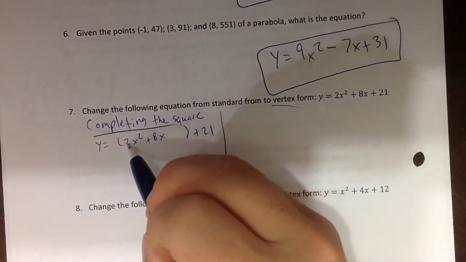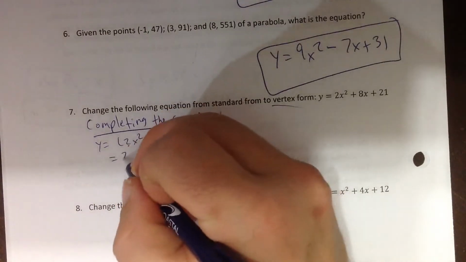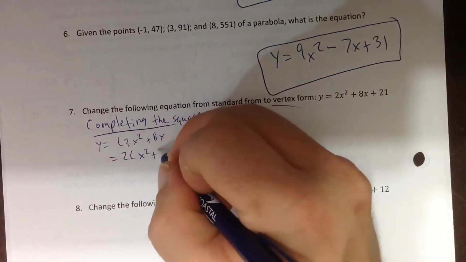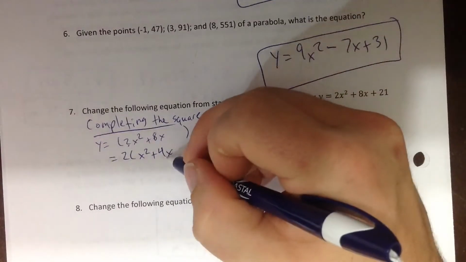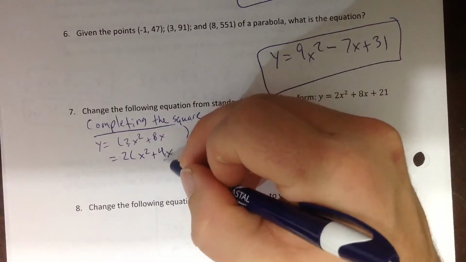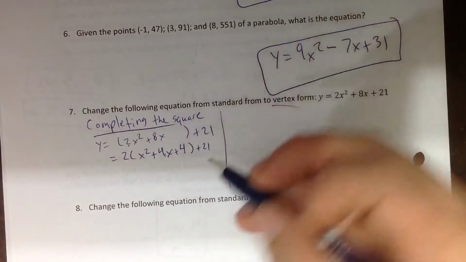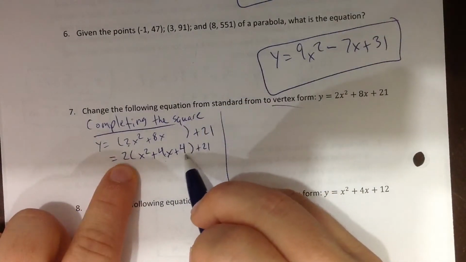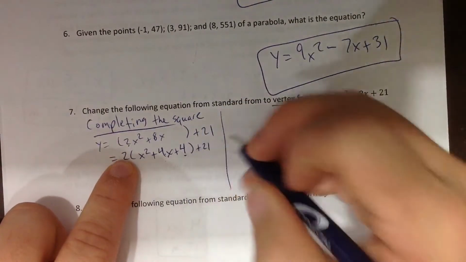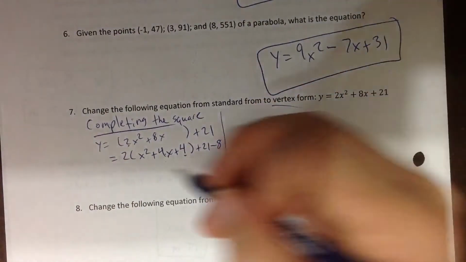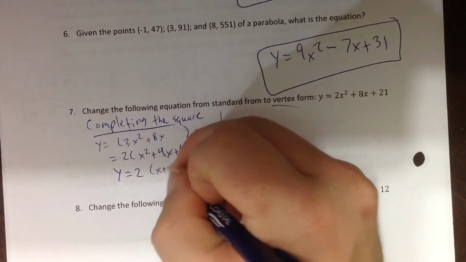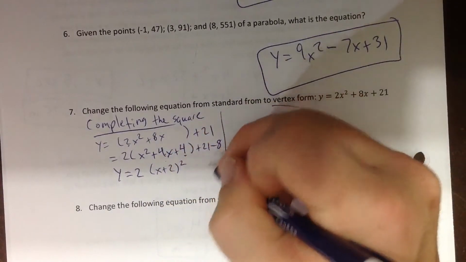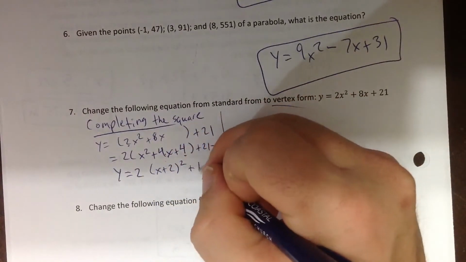I always want this to be 1x squared, and so I'm going to take out the 2 from the parentheses. There we go. And then we do half of b, squared. So half of 4 is 2, 2 squared is 4, so add 4 here. But it's not actually 4, it's actually 8 because of that 2 in front. And so I'm going to subtract 8 on the outside. And so y is equal to 2 times the quantity x plus 2 squared, and then 21 minus 8 is 13.